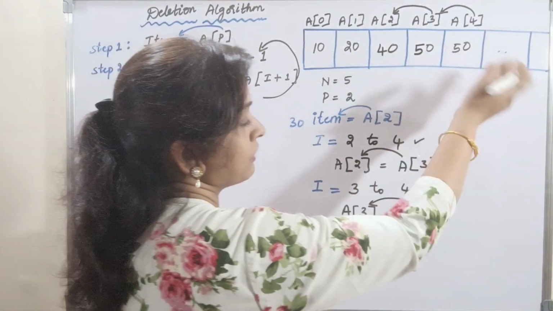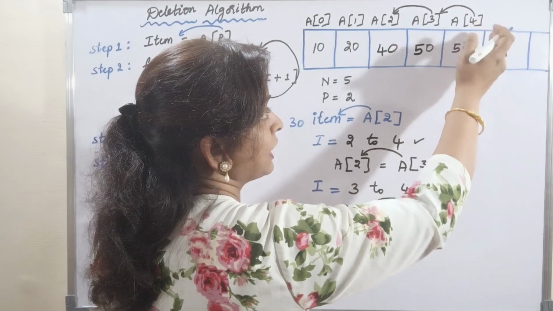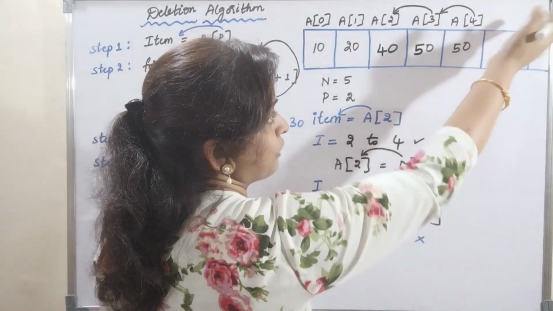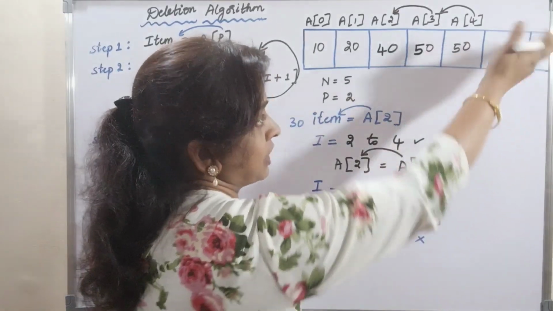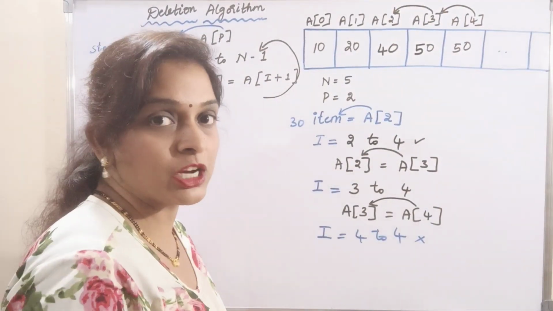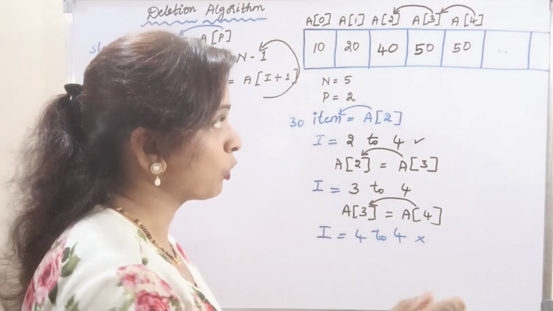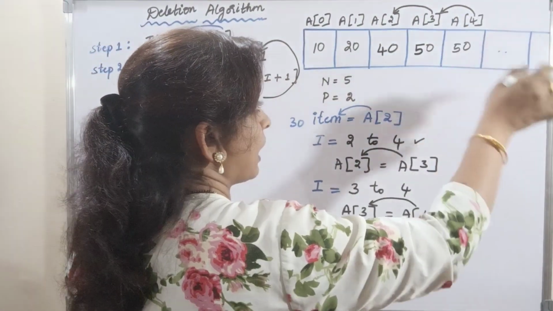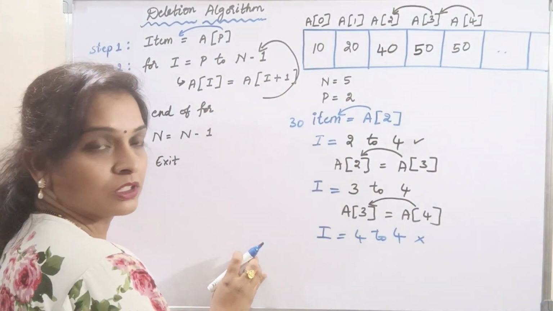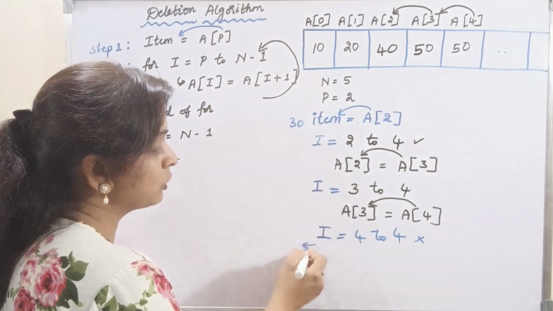When I move forward here, I would need to say a of 4 equal to a of 5. What do we have in a of 5? Nothing, so nothing to shift. Some junk value would simply be placed here. You don't get any error, simply a junk value will be shifted. That we don't want. So we stop here and come out of the loop.